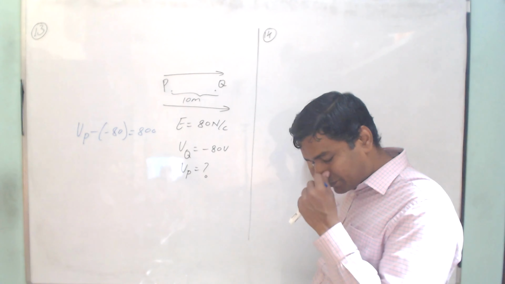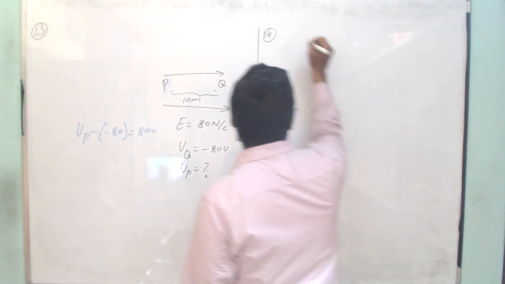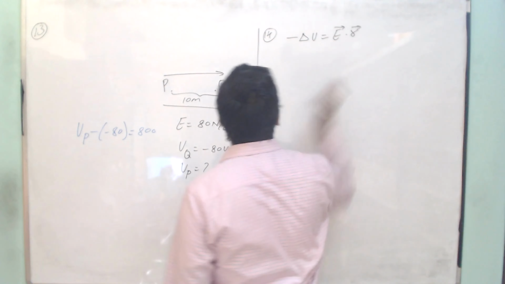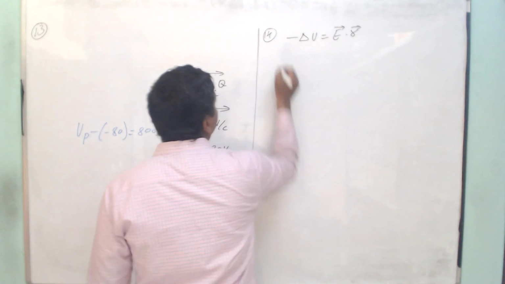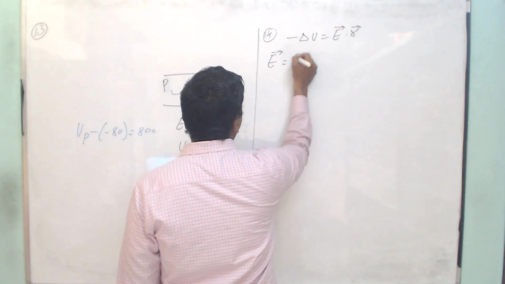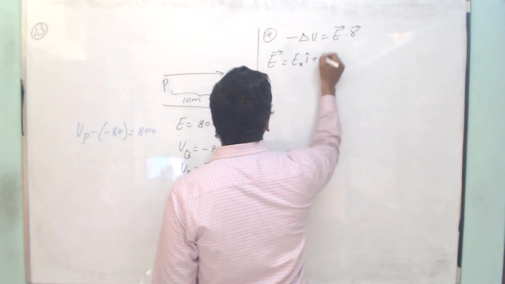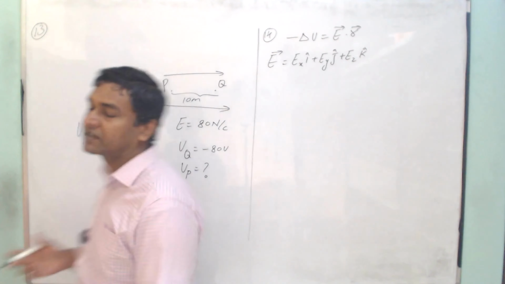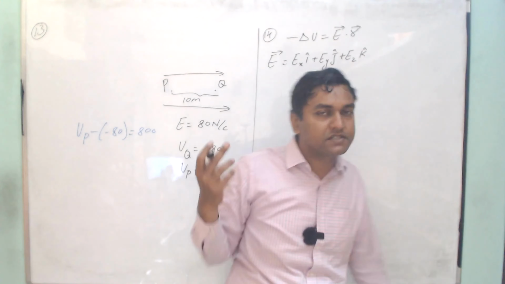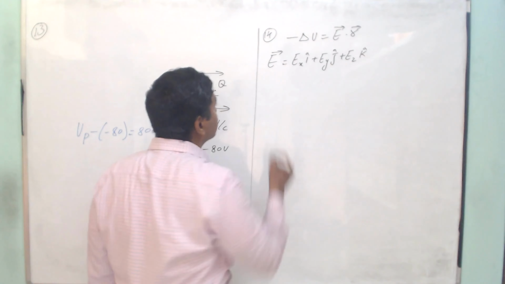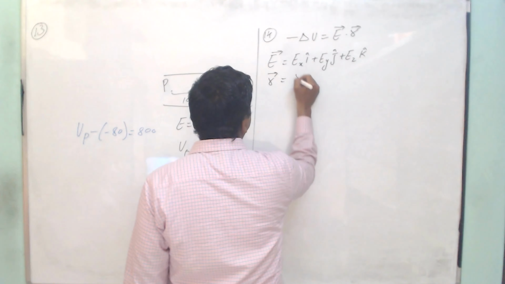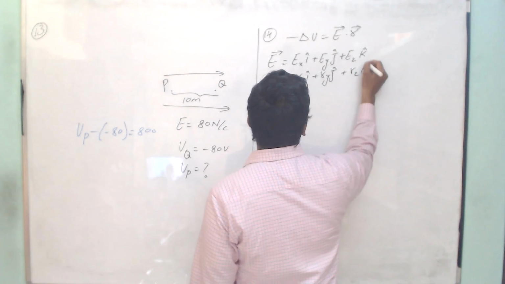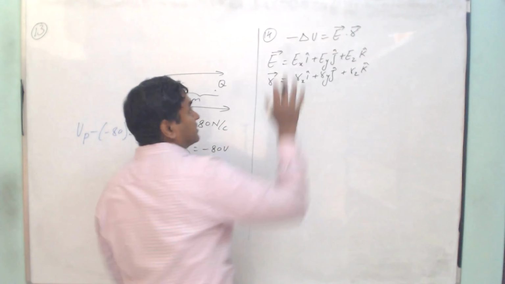So simply without drawing any figure or anything, if you remember, what is the equation that we had? We had minus delta V is equal to E bar dot R bar, right? Now, if we look at it a little better way, suppose E bar is equal to Ex i cap plus Ey j cap plus Ez k cap. If we have a vector, we can use Cartesian coordinates and write any vector as i cap, j cap, k cap. Similarly, R bar also I can write as Rx i cap, Ry j cap, and Rz k cap. I want to first understand the RHS part.